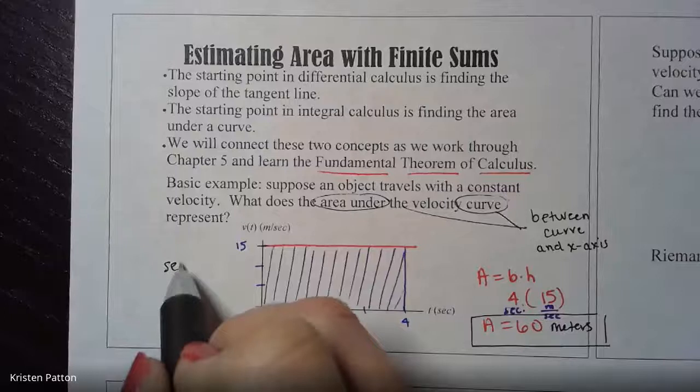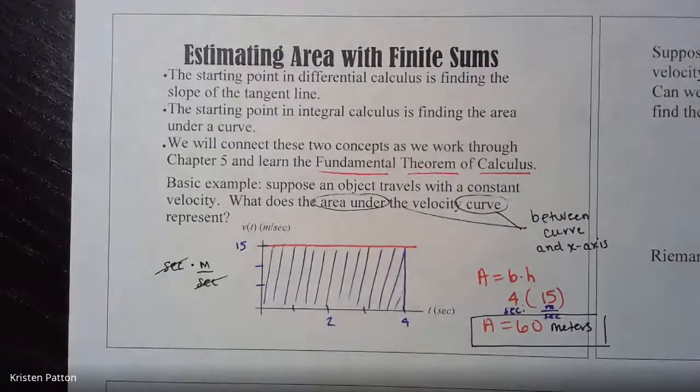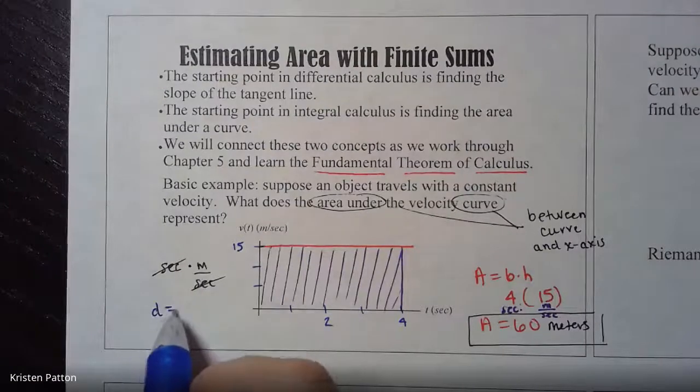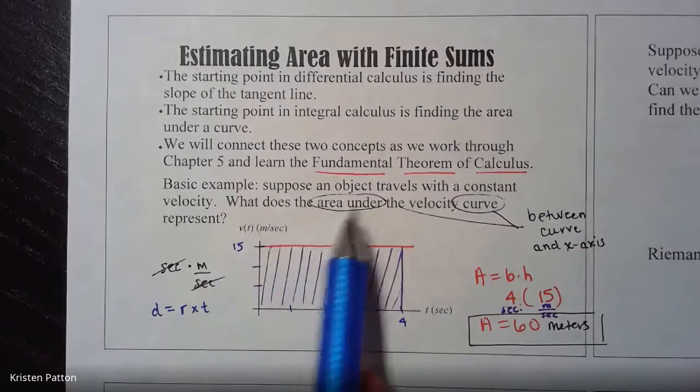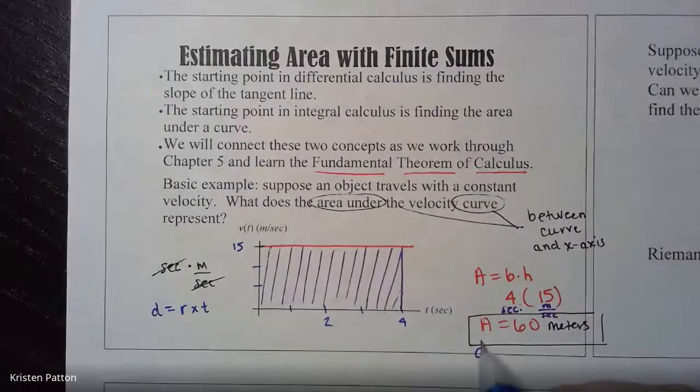Because we had seconds, we multiplied that by meters per second, the seconds cancel, we're left with meters. I mean, even think about this when we go back to pre-calculus, or like middle school math, I should even say. We learned distance equals rate times time. So we did the rate, which is 15, times the time, which was 4. Doesn't it make sense we should end with meters? So the area under the velocity curve represents our distance traveled.